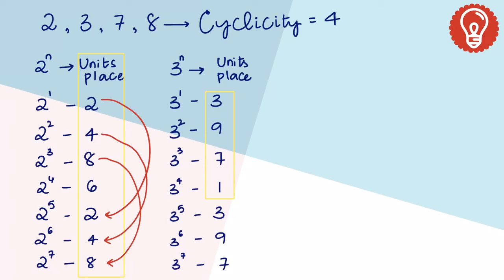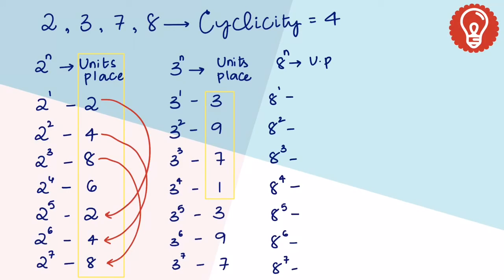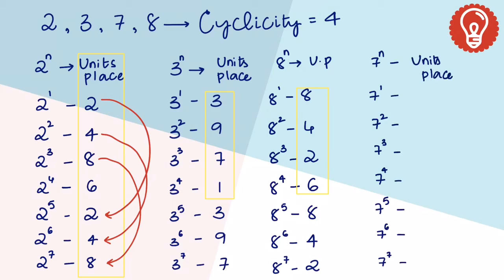Even here, the series is repeating for every 4 numbers. Therefore, the cyclicity of 3 is 4. For 8, the units place is 8, 4, 2, 6, 8 again, 4, 2, and so on. The series is repeating for every 4 numbers, therefore the cyclicity is 4.